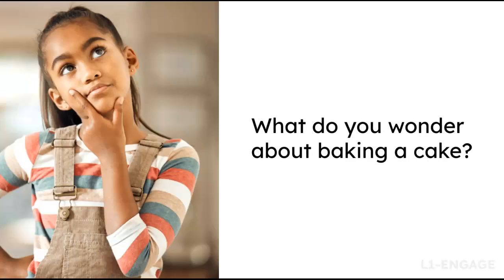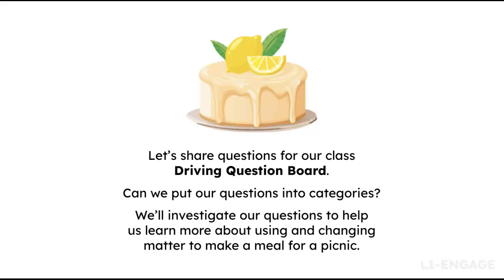As students are sharing their observations and questions, you'll provide them with the sentence stem, "Now I'm wondering about," to model how we can use observations to develop questions. Once students have their questions, you will guide them in creating categories for their questions on the driving question board using the steps provided in the teacher guide. You'll tell students that they are going to investigate their questions to help them learn more about using and changing matter to make a meal for a picnic.